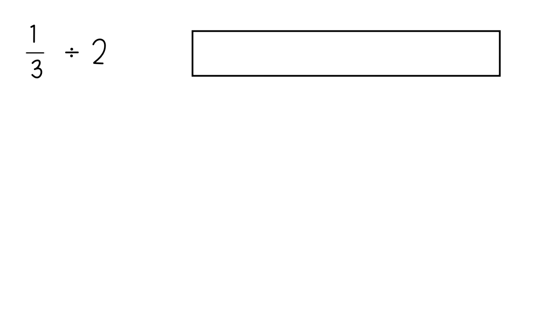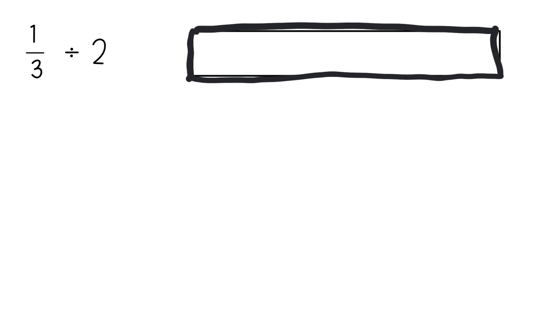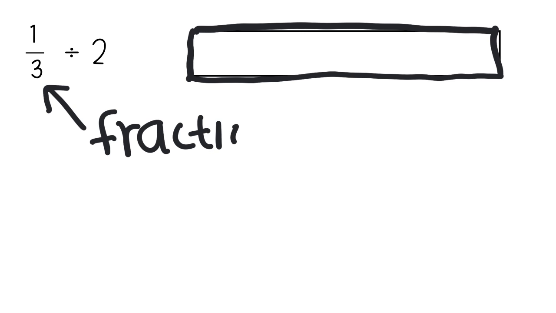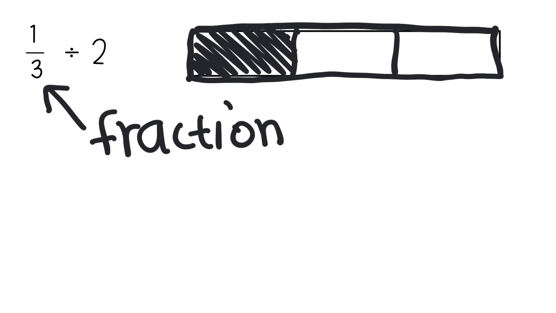Okay, let's look at this problem. 1/3 divided by 2. So the very first thing I need to do is I need to have my whole. And here I have my whole. I drew my bar model. Now I need to split it up into my fraction. This is thirds, and I know with thirds I need 3 equal pieces. And one of those 3 is shaded. There's our 1/3.